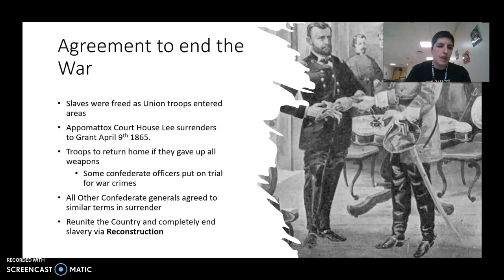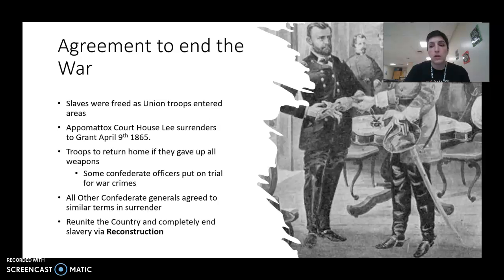At Appomattox Courthouse, General Lee surrenders to General Grant on April 9th, 1865, and the troops returned home if they gave up their weapons. Some Confederate officials were put on trial for war crimes, and the Confederate soldiers were able to go home if they gave up their weapons. All other Confederate generals agreed to similar terms in surrender.